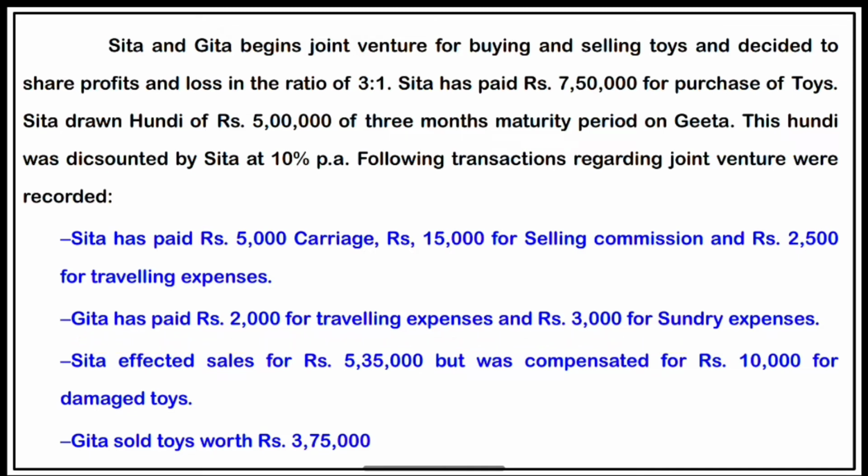Sita effected sales for 5,35,000 but was compensated for 10,000 for damaged toys. એટલે 5,35,000નું સેલ્સ કોણ કરે છે? સીતા. પણ એમાં 10,000 ડેમેજ છે, તો એકચ્યુઅલ સેલ્સ કેટલું થશે? 5,25,000. ગીતા સોલ્ડ ટોયસ ફોર રૂપીસ 3,75,000. એટલે આ બંનેનું સેલ્સ આપેલું છે.